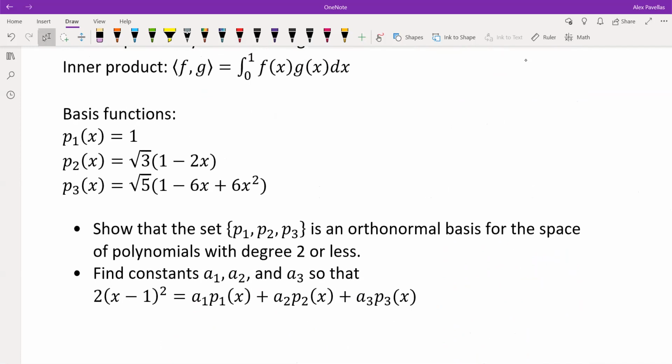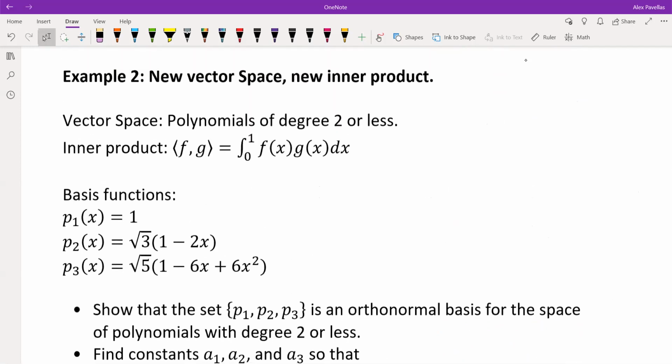So here, now I've got a new space, new inner product. The vector space is polynomials of degree 2 or less. This is known as P2. And the inner product here is defined as, so now I'd be doing the inner product of two functions. So I multiply the two functions and integrate them from 0 to 1. Note, for two particular functions, the result of this is a number. So this is like a way to multiply functions together in order to get a number. Here I claim that these three basis functions form an orthonormal basis. I'll let you verify this.